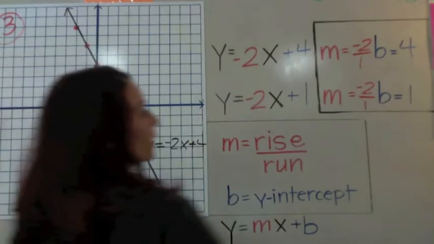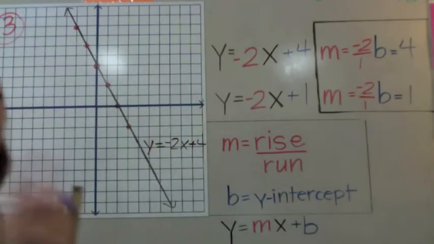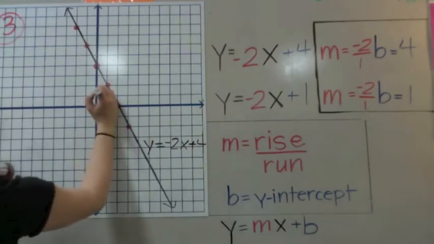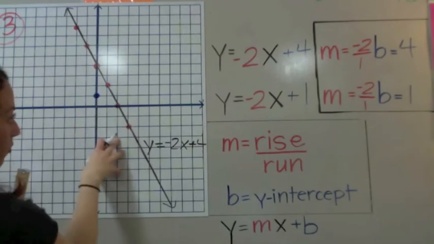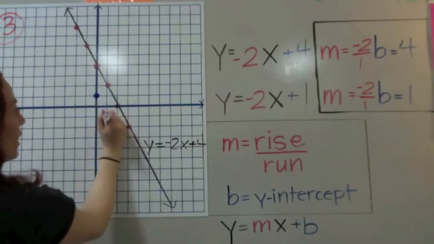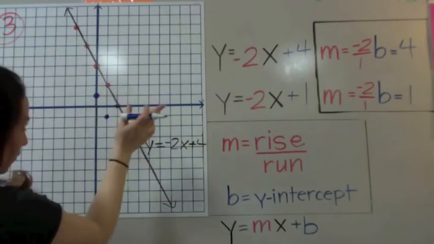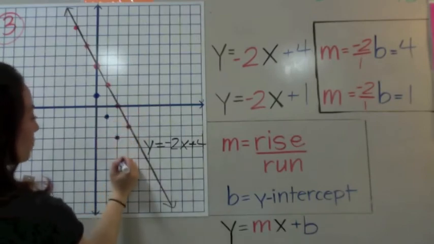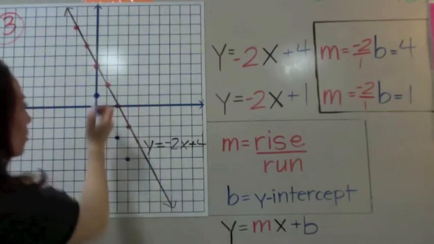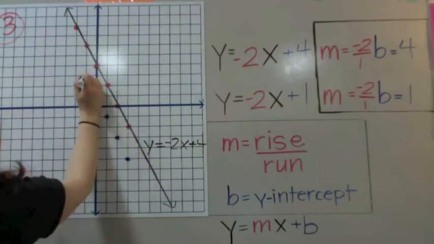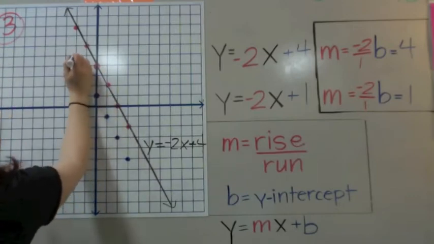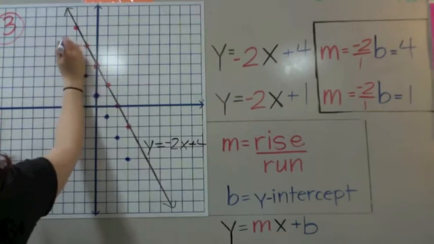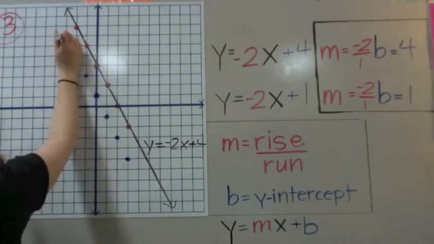Let's do line number 2. Line number 2, the y-intercept starts at 1. Where does it start? 1. So you're going to go up to 1 on the y-axis. You're going to continue with the same slope, okay? You're going to go down 2 and over 1 to the right. Down 2, over 1. You could also go up 2 and then go over 1 to the left. Up 2, over 1. Okay?